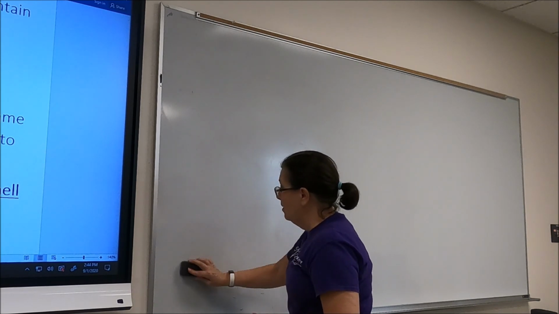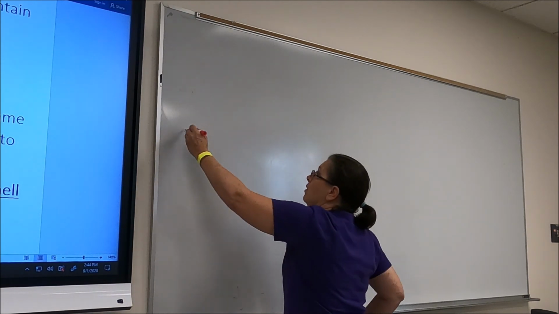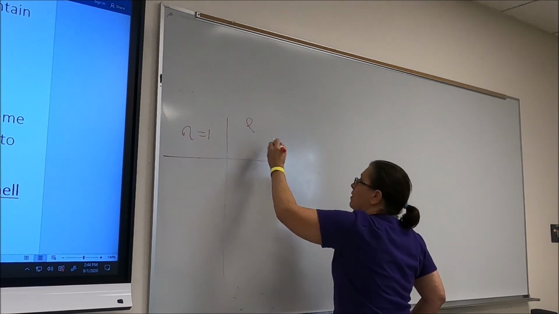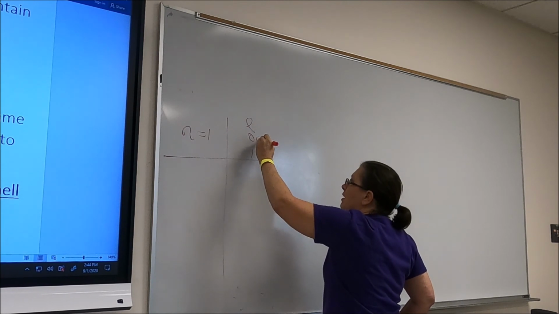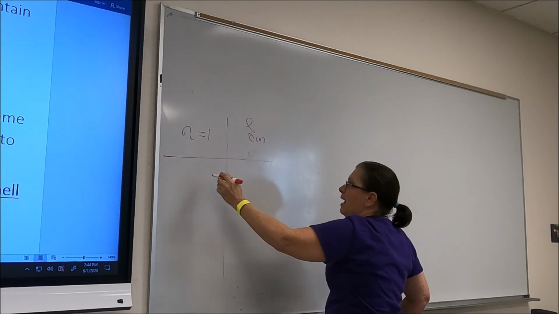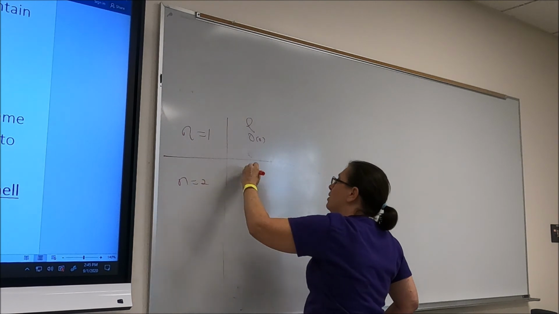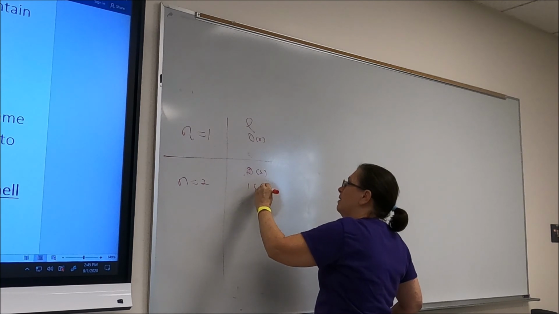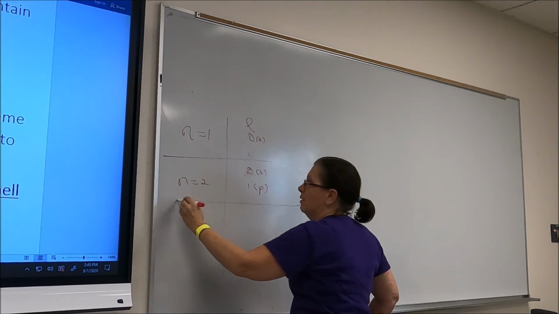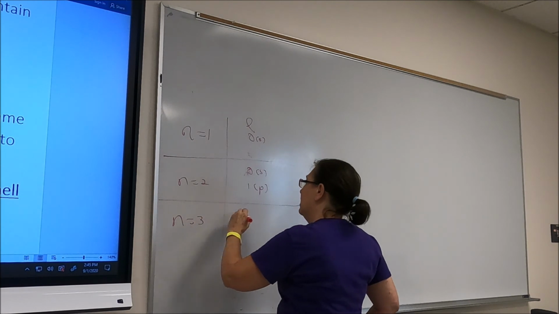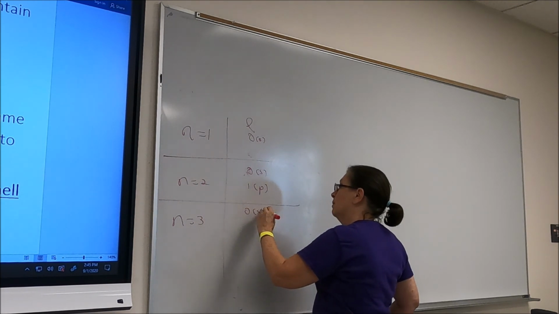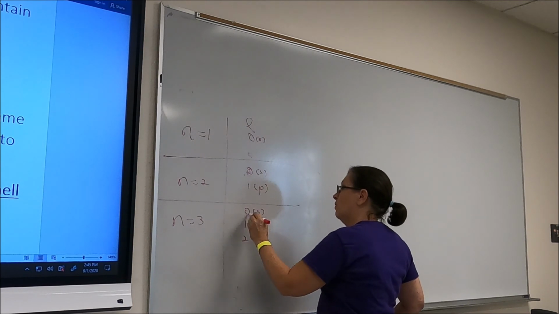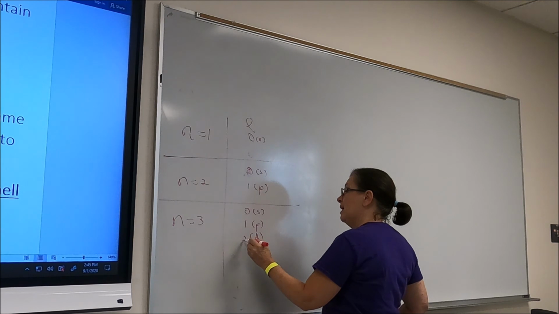Okay? Now, remember there are limits. The value of n limits the values that L could be. So when n equals 1, the value that L can have is 0, and that's S. When n equals 2, L can be 0, S, or 1, P. When n equals 3, L can be 0, or 1, or 2. So 0 is S, 1 is P, 2 is D.